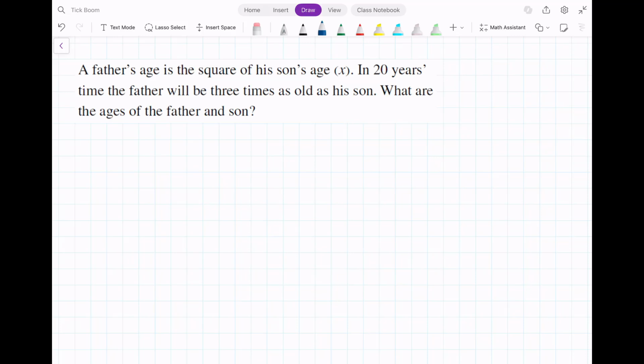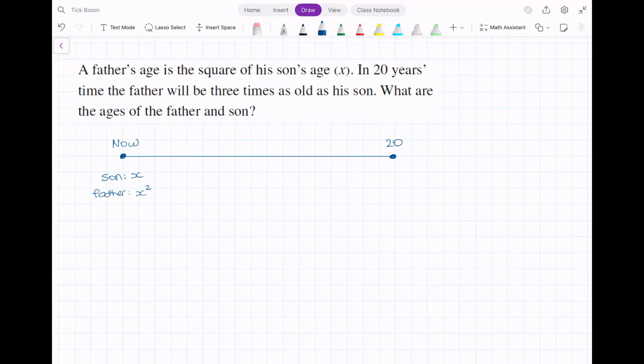So I think to tackle this question, I might start by drawing up a line to represent time. And let's say the beginning of this timeline, let's just define that as now. And the end of the timeline is in 20 years' time. And let's think about the information that the question tells us. So right now, we're told the son has an age of x, and the father has an age that is the square of the son's age, or in other words, x squared. So that's what we're told about now.